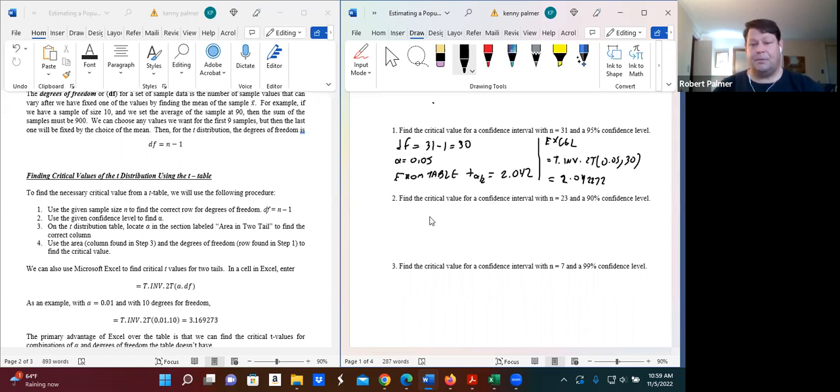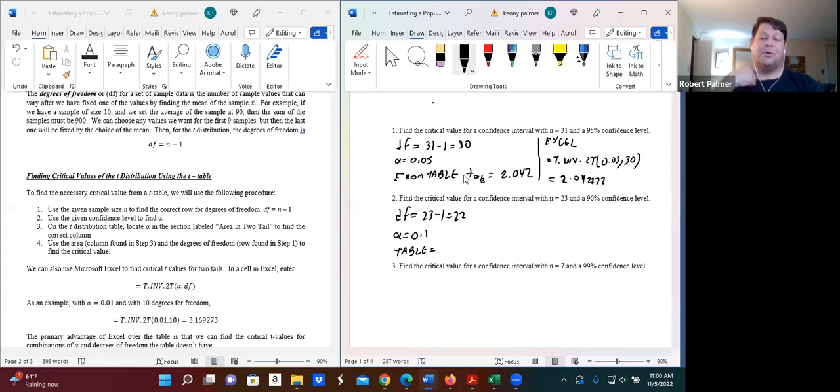Let's take a look at another example. Here we want to find the critical value for a confidence interval with n equals 23 and a 90% confidence level. Once again, first let's find our degrees of freedom. For 23, it's 23 minus 1, which is 22. And alpha this time for 90% is 0.1, not 0.01. My mistake.